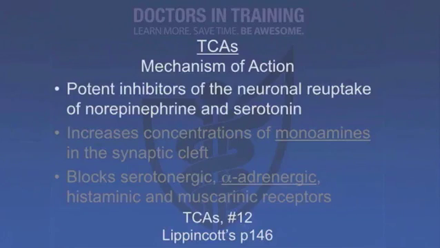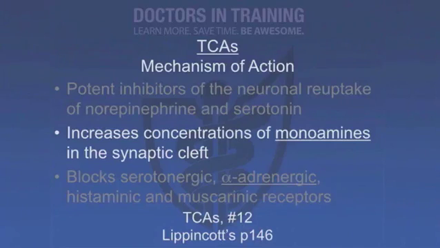Let's talk about their mechanism of action. TCAs and atomoxetine are potent inhibitors of the neuronal reuptake of norepinephrine and serotonin. At therapeutic concentrations, they do not block dopamine transporters. By blocking these major routes of neurotransmitter removal, the TCAs cause increased concentrations of these monoamines in the synaptic cleft, ultimately resulting in antidepressant effects. Maprotiline and desipramine are selective inhibitors of norepinephrine reuptake.